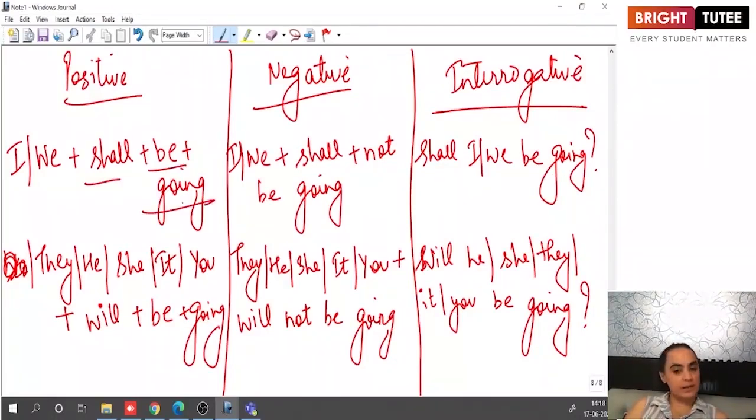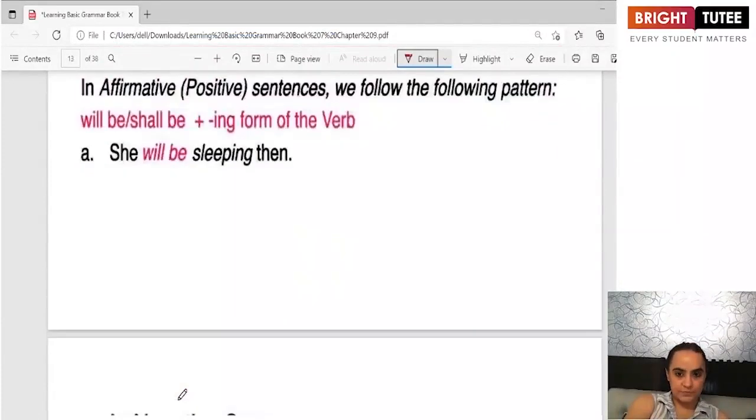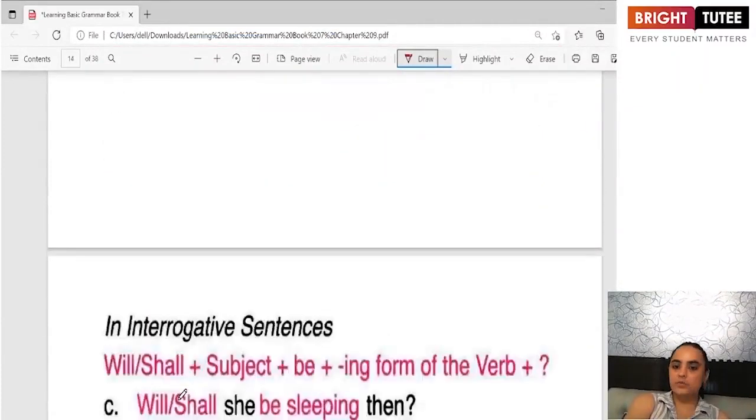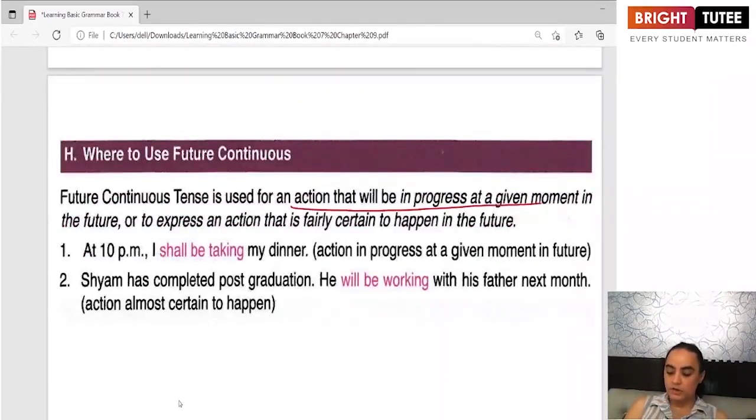Shall plus be plus the ing form of the verb, or will plus be plus the ing form of the verb. Let us look at where we use this. So we use the future continuous tense to talk about an action that is going to take place in the future at a given moment of time. Okay? When you know when that action will take place in the future.